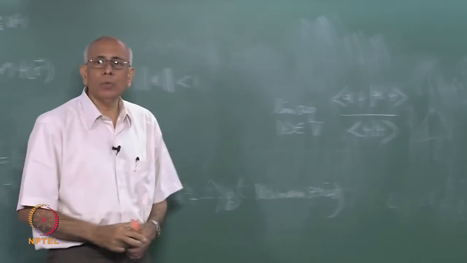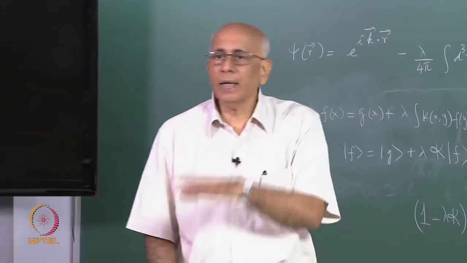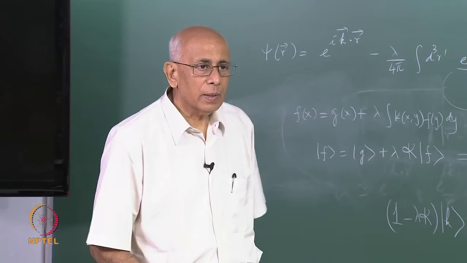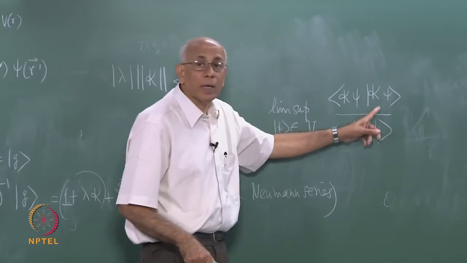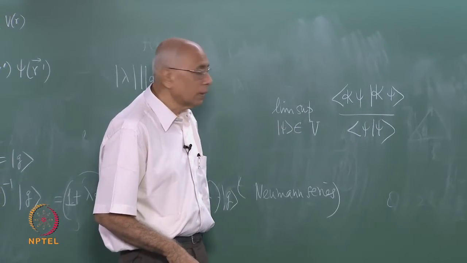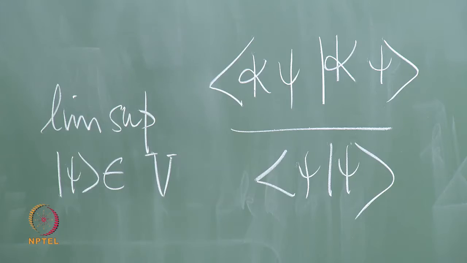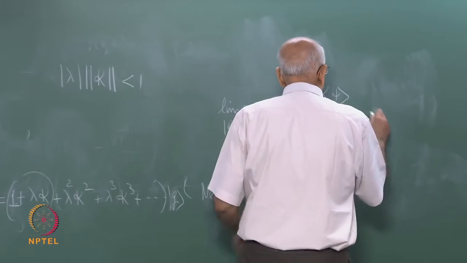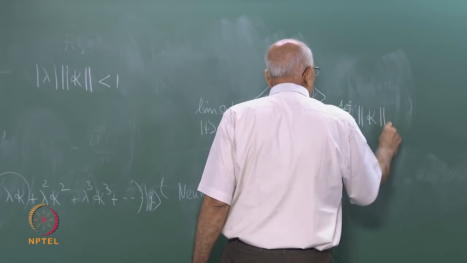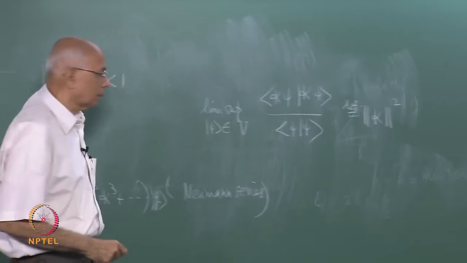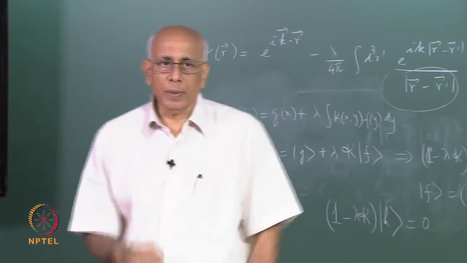the least upper bound of this quantity as psi roams over the entire linear vector space, or at least the domain of this operator k. This least upper bound is called the norm, in this case the norm squared actually, because there are two of them here, so this is the definition. That is for an abstract linear vector space.